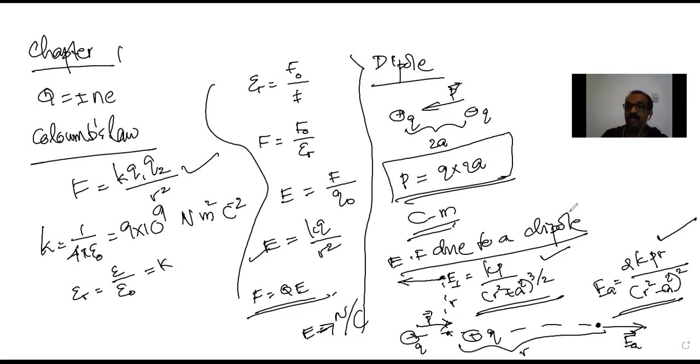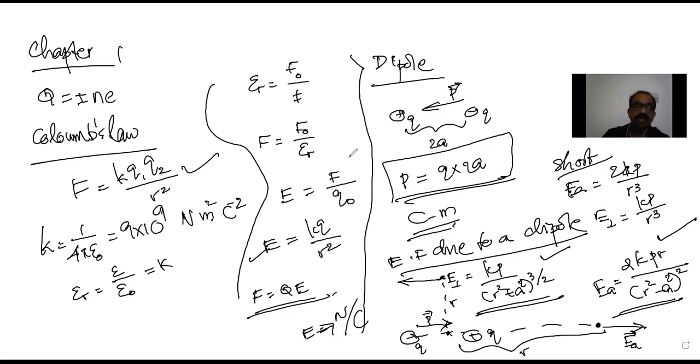In both cases, if it is mentioned as a short electric dipole, then the axial line equation becomes 2kp by r cubed, and on the perpendicular bisector the equation becomes kp by r cubed. Which shows that the electric field at a point on the axial line will always be twice that at a point on the perpendicular bisector of the dipole. Okay, that's about electric field.